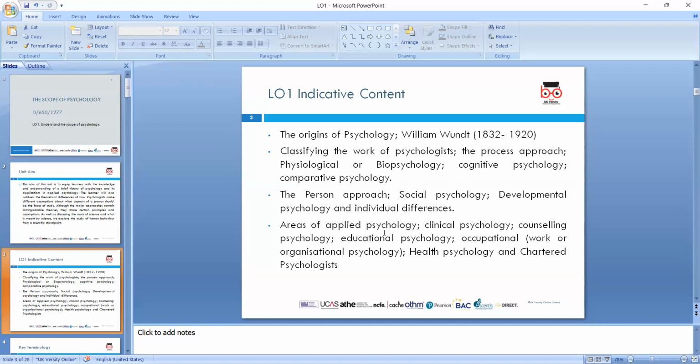The person approach includes social psychology, developmental psychology, and individual differences. The process approach includes physiological or biopsychology, cognitive psychology, comparative psychology. The areas of applied psychology are clinical psychology, counseling psychology, educational psychology, health psychology, chartered psychology.